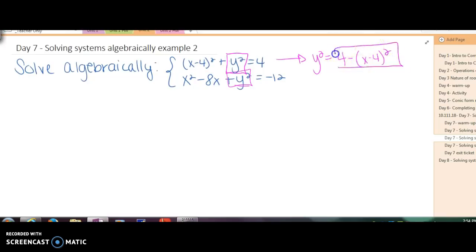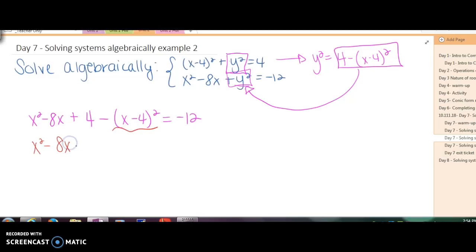Now I'm going to plug this into y squared on the bottom. So when I do that, I have x squared minus 8x plus 4 minus x minus 4 squared equals negative 12. Okay, now the next thing you need to do is take care of this x minus 4 squared. So multiply that out, pause the video, and then restart it once you've done that.